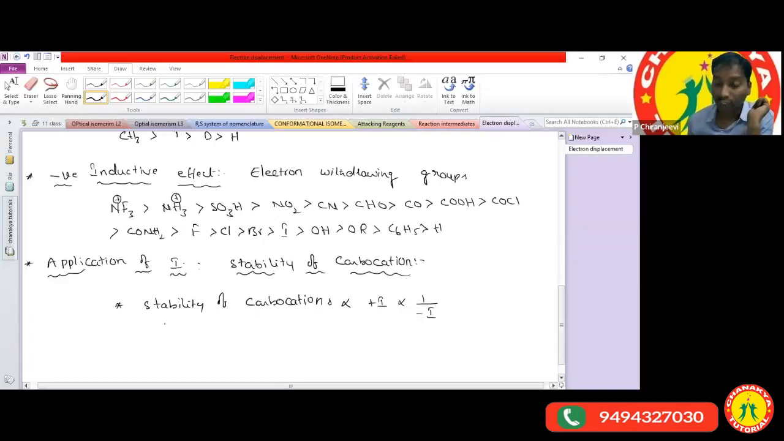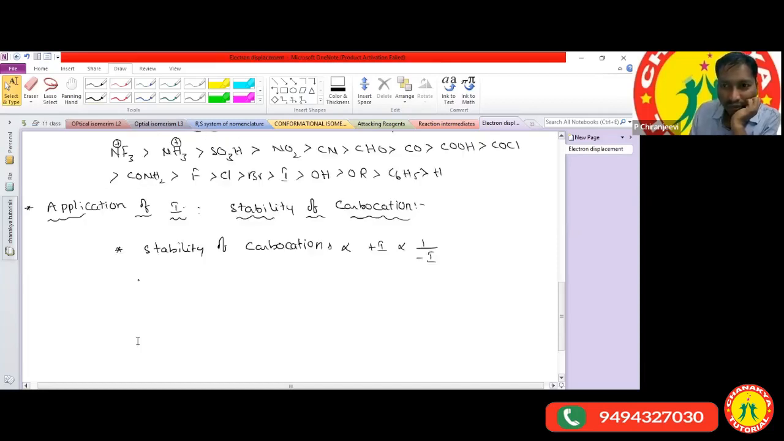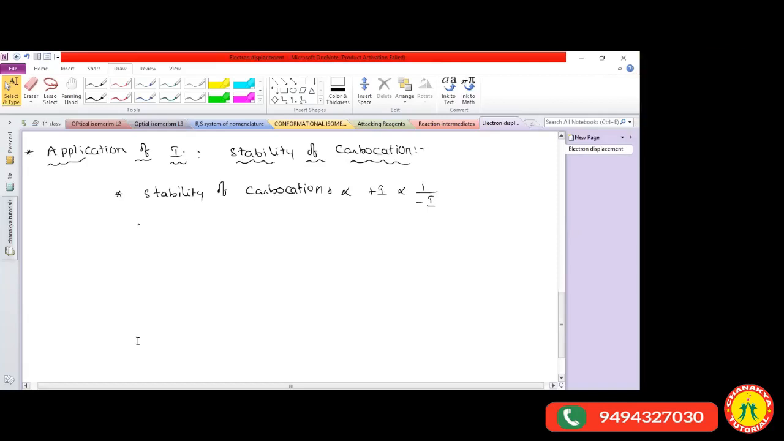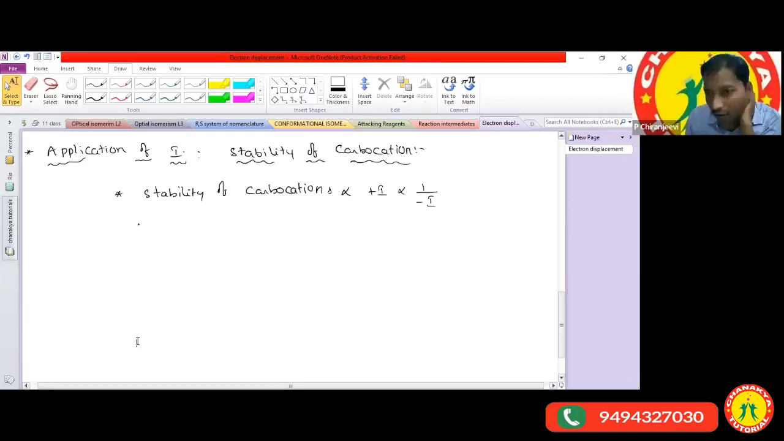First of all, what is meant by a carbocation? That is my question. Yesterday we saw carbocation, carbanion. A carbocation is a carbon which has a positive charge. Very good, ma'am. In a compound, the carbon which contains the positive charge we call a carbocation. If the carbon contains a negative charge, we call it a carbanion. Now you got the clarity, na?